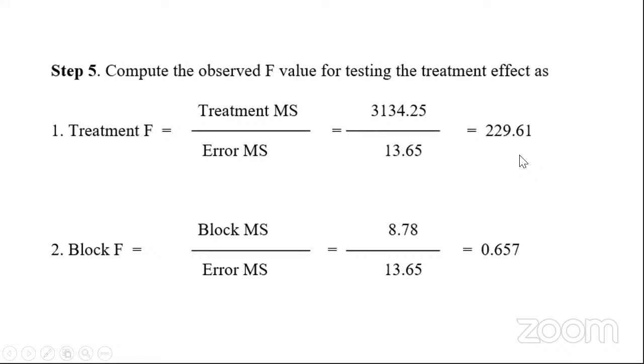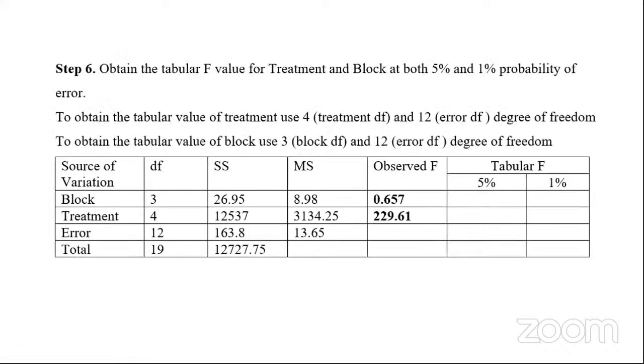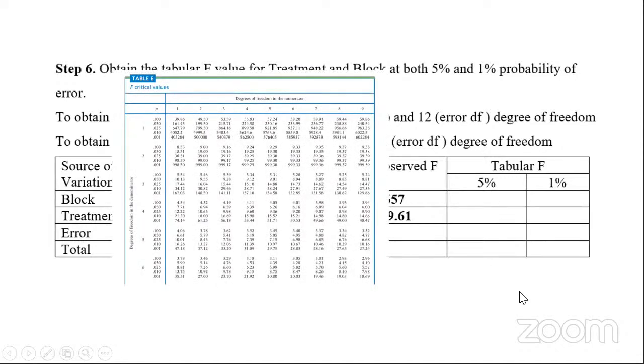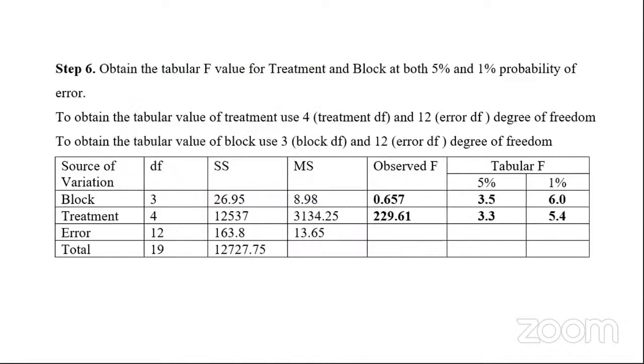We can place our values in our result table. Here, degree of freedom, sum square, mean square, and observed F value we have placed. Now we need to compare this observed F value with the tabular F value. You can easily find the table in any statistical book. We have a critical F value, and using the degree of freedom you can place the tabular F value.